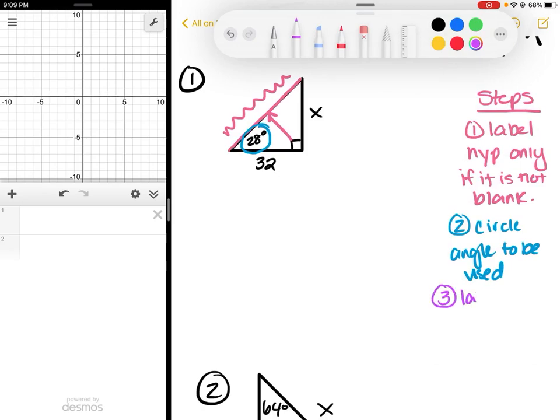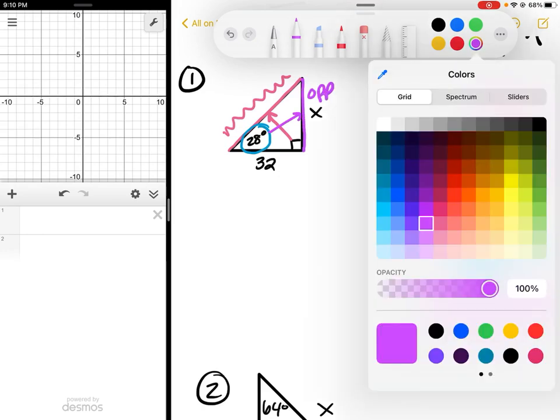you're going to label opposite only if it is not blank. Opposite, I told you opposite is the only side that does not touch your angle. So it's the only side opposite to the angle you circle. So this is my opposite, and it's not blank, so we're going to label it, okay?